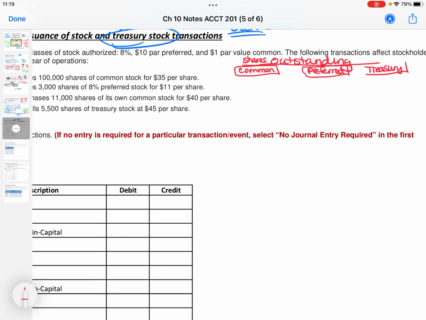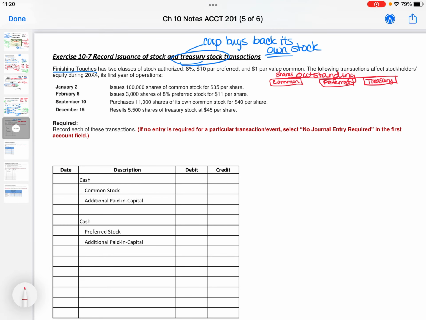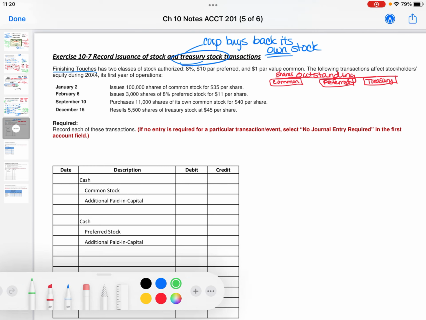Treasury, again, is when we've bought back ourselves. And then you can sell it back again. So that's exactly what's going to happen here. Okay, so I tried to make this problem go a little bit faster for us because we already know these entries.